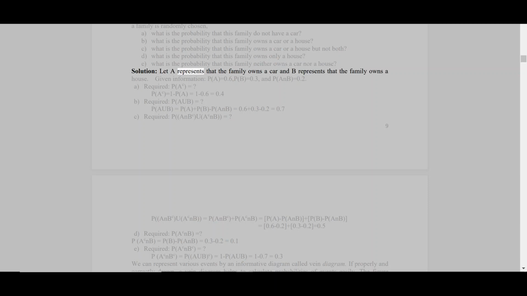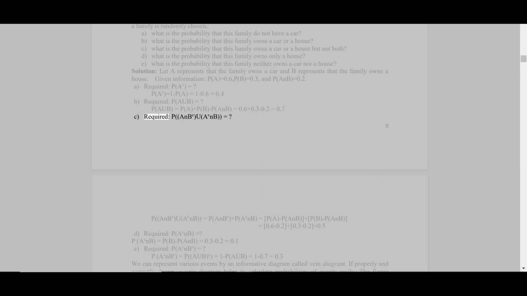Solution. Let A represent that the family owns a car and B represent that the family owns a house. Given information: P(A) = 0.6, P(B) = 0.3, and P(A and B) = 0.2. A, required P(A^c) = 1 - P(A) = 1 - 0.6 = 0.4. B, required P(A U B) = P(A) + P(B) - P(A and B) = 0.6 + 0.3 - 0.2 = 0.7.